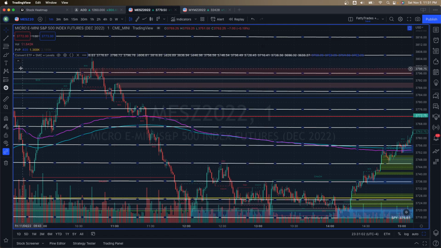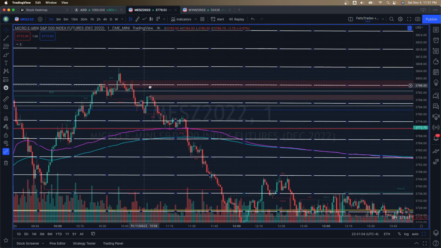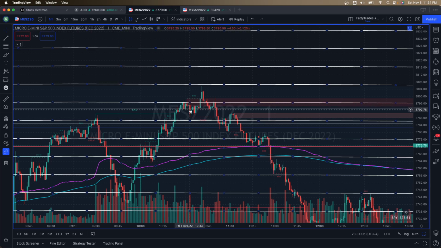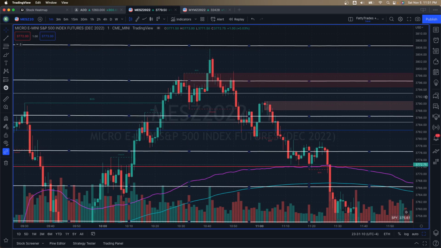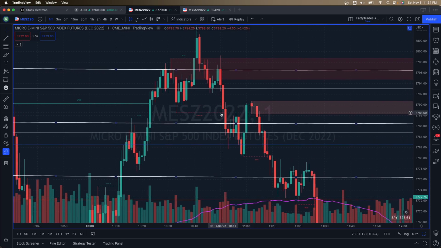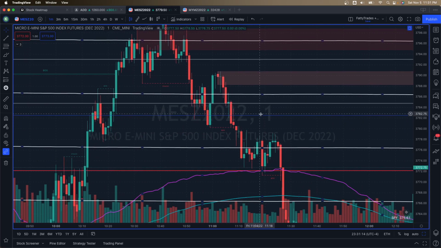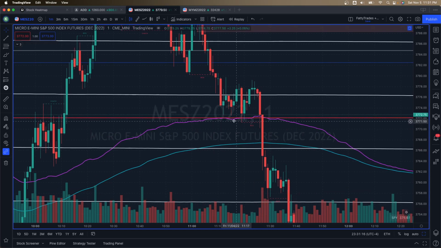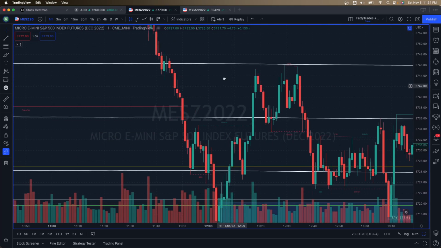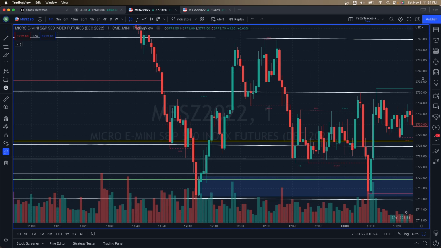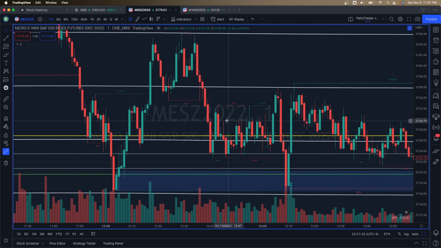Let's see if we can find an example. So if we see right here, let me zoom in a bit. We can see right here. So that was a change of character. Break of structure, break of structure. That's what these dotted lines are showing here. Whenever we have those, we have order blocks created. Now you can see here, this is an equal high, and that's what it looks like.